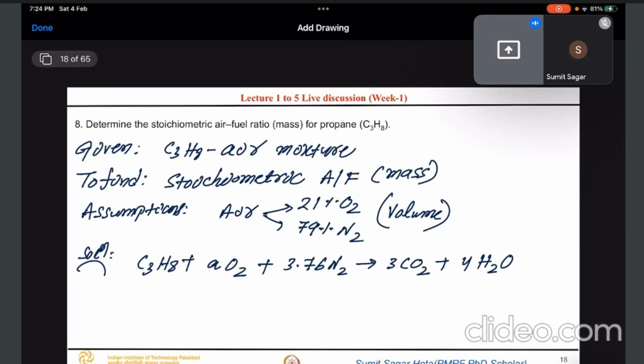Or otherwise, from chemistry classes you know the basic thing of how to balance an equation. So by that strategy also you can try. Whatever strategy is suitable for you, do it. These are the basic things you should know for these classes.